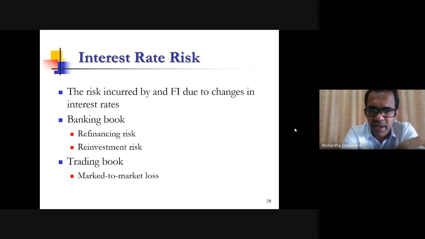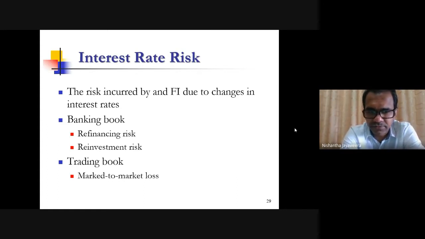But in the banking book, you mostly concentrate on the interest income. So you hold the asset and you earn the interest. The basic purpose of the bank holding the banking book is to get a long-term interest income, whereas the trading book is to get a trading profit or a capital gain.